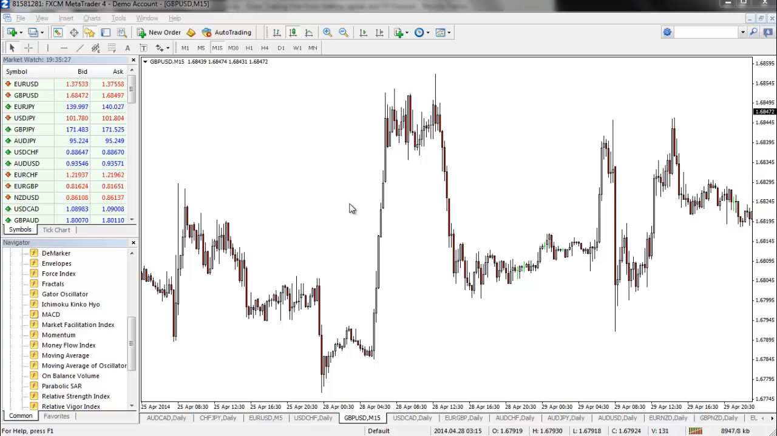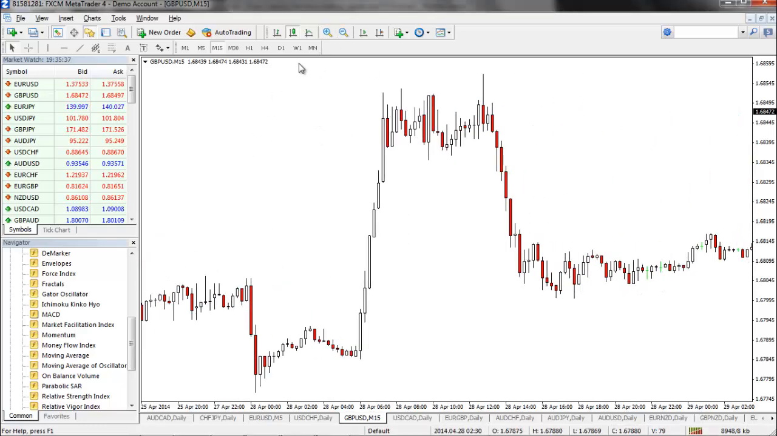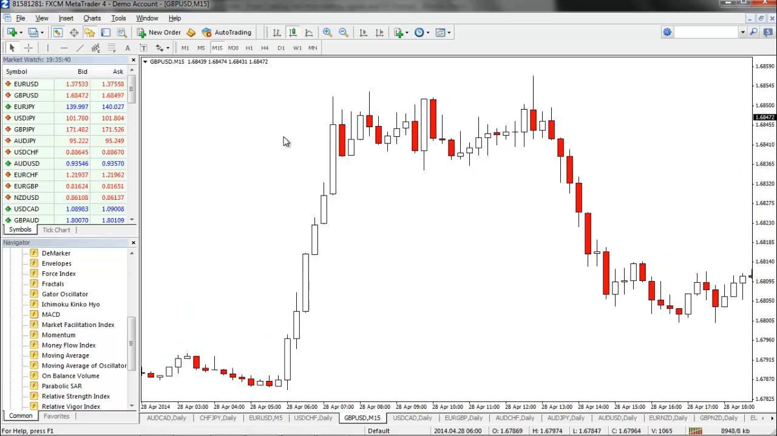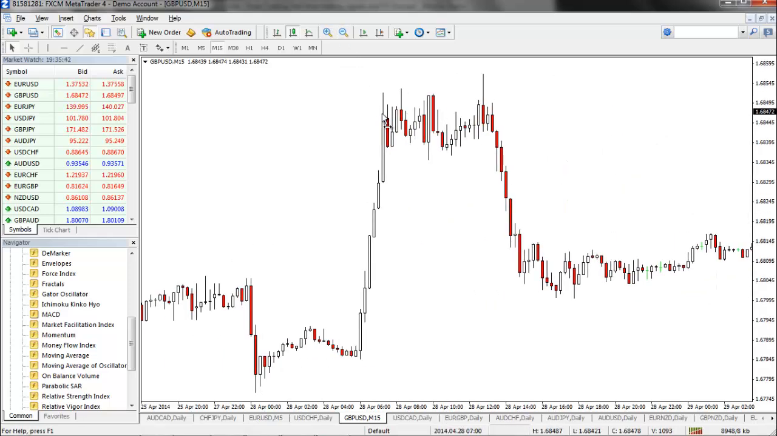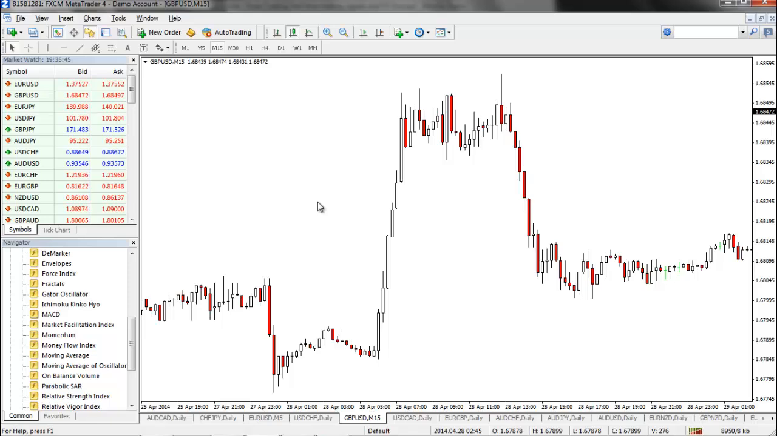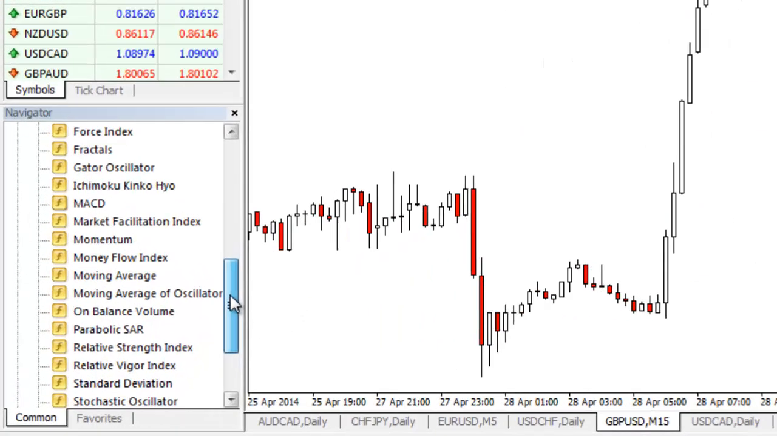Before going into the strategy, first let's put a clean chart in MetaTrader. So this is a clean chart. Let me increase the size of this one, and okay, the size is increased. So this is a clean chart, and first let's put an exponential moving average.